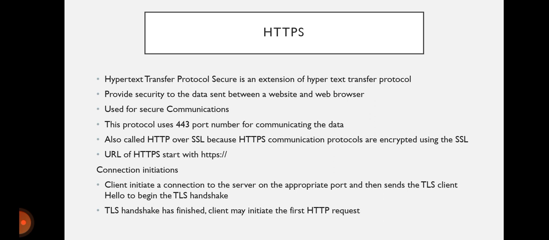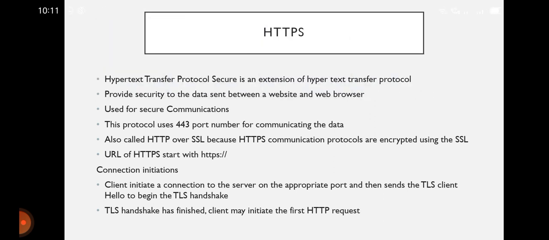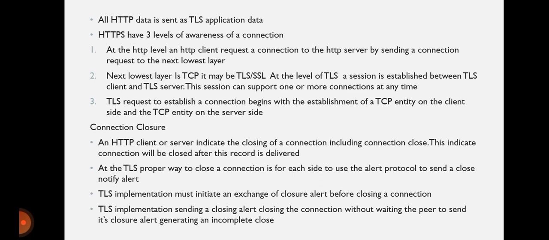Connection initialization: how the connection is established. First, the client initiates a connection to the server on the appropriate port and then sends the TLS client hello to begin the TLS handshake. After the TLS handshake is finished, the client may initiate the first HTTP request. All HTTP data is sent as TLS application data.